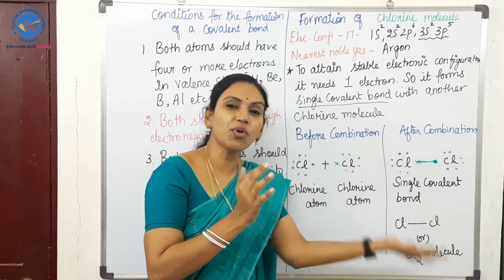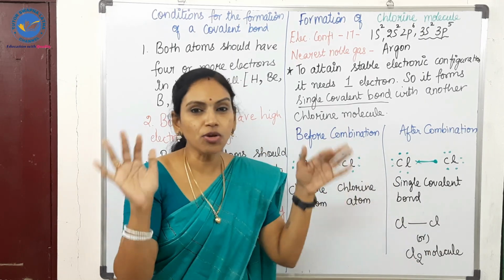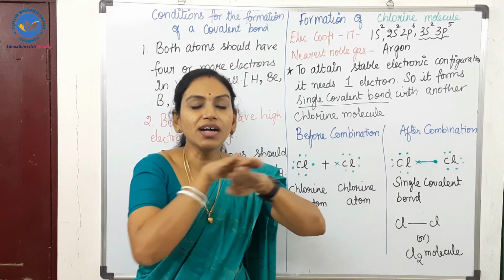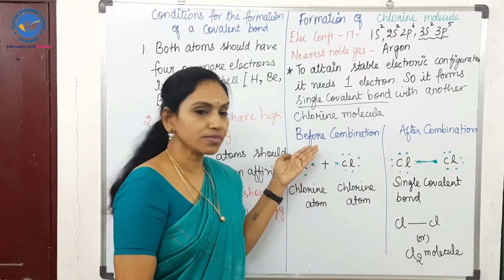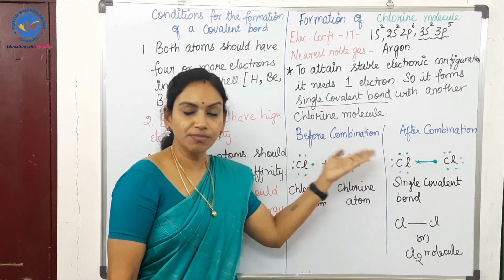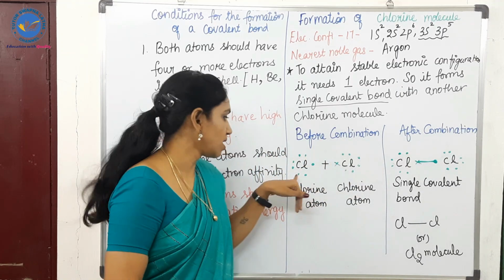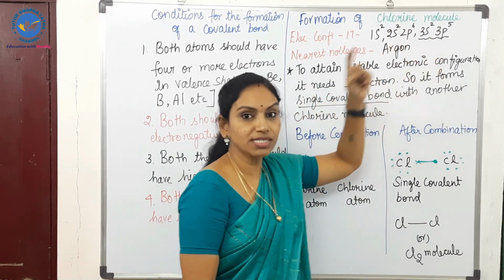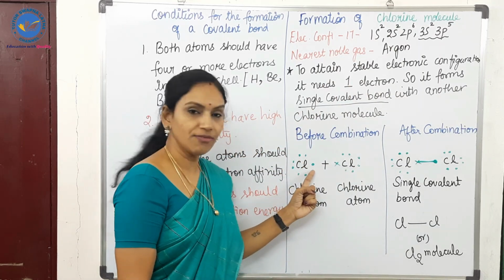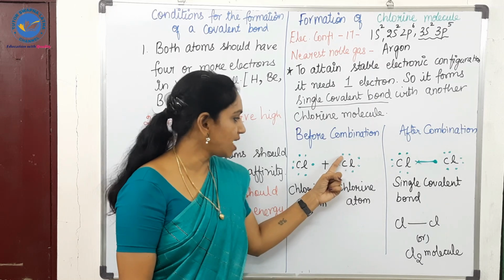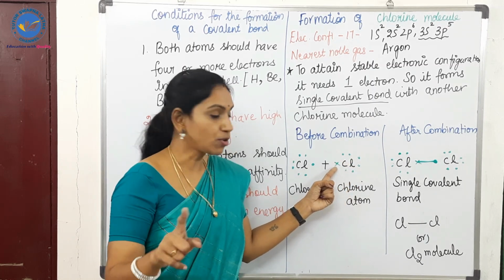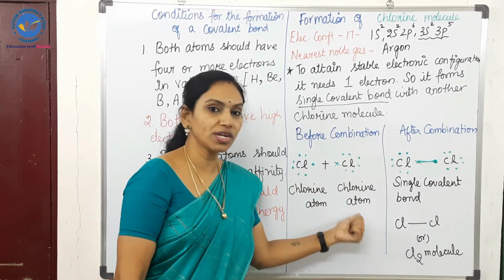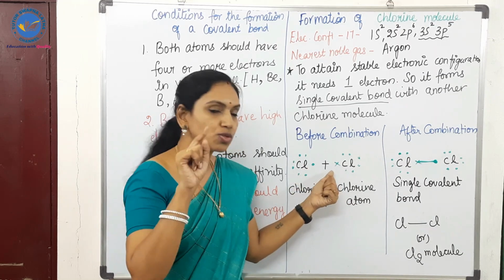So it forms a single covalent bond with another chlorine atom, because both chlorine atoms require only 1 electron. So that 1 unpaired electron forms a single covalent bond. Let's see before the combining of 2 chlorine atoms. The chlorine atom has 7 outermost valence electrons: 1, 2, 3, 4, 5, 6, 7. The other chlorine atom has 1, 2, 3, 4, 5, 6 and one leftover unpaired electron. To note the difference between the two atoms, I have denoted one with dots and the other with crosses.